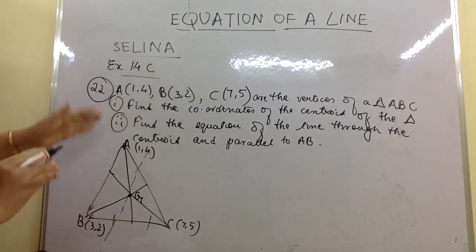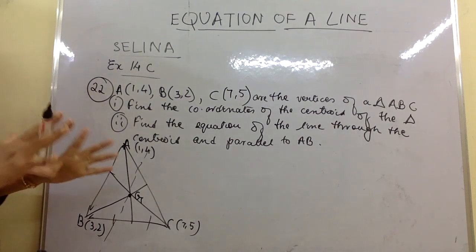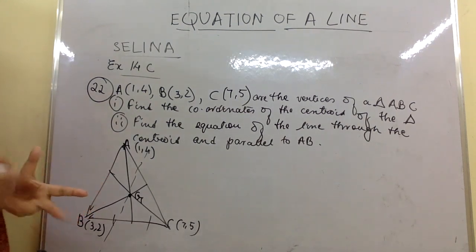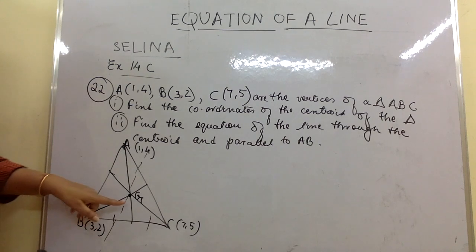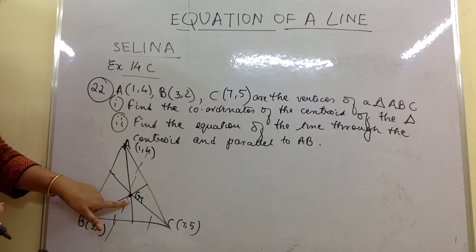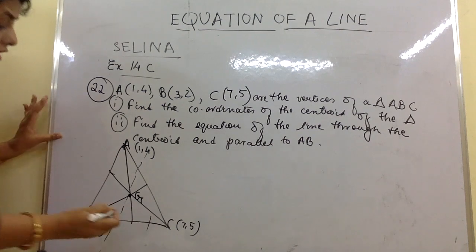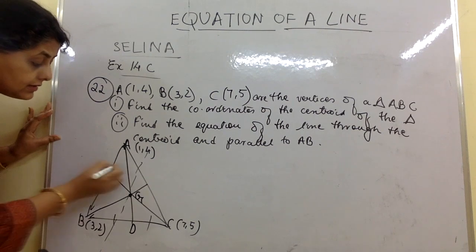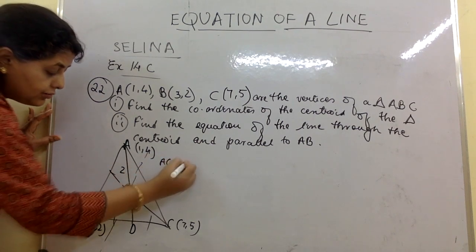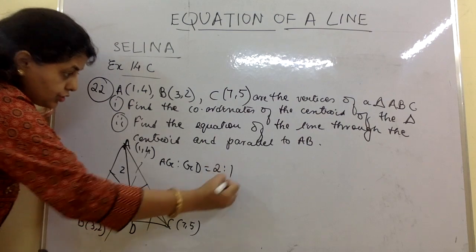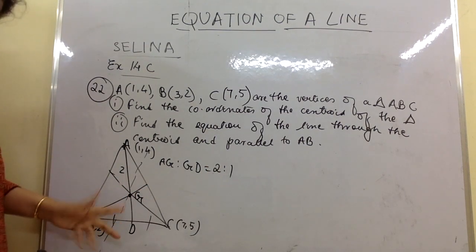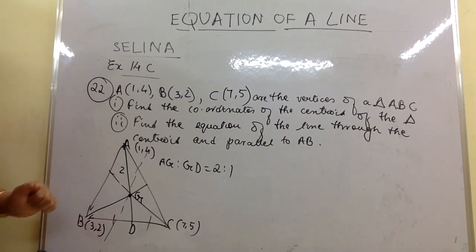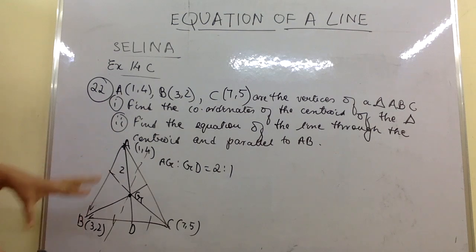First, let me get the coordinates of the centroid. There is a concept I need to remind you of: if this is the point G, the centroid, and I take this as D, the midpoint, then the ratio AG to GD is always 2:1. The vertex part is 2 and the side part is 1, always. That is what is going to help us in our sum here.